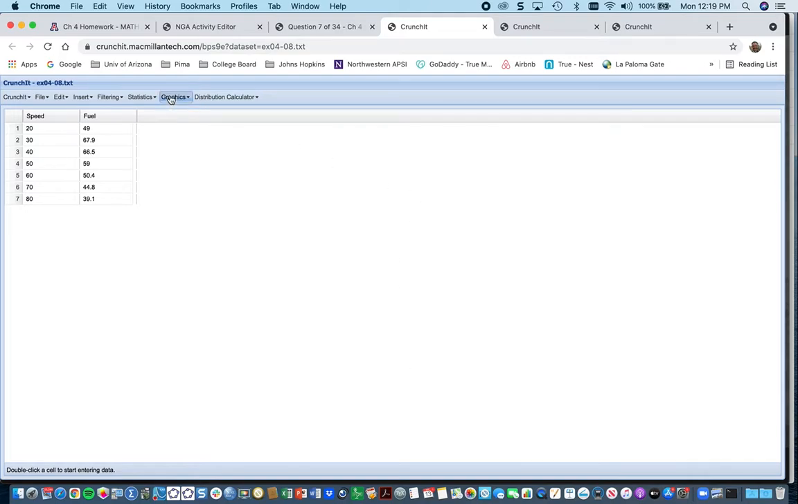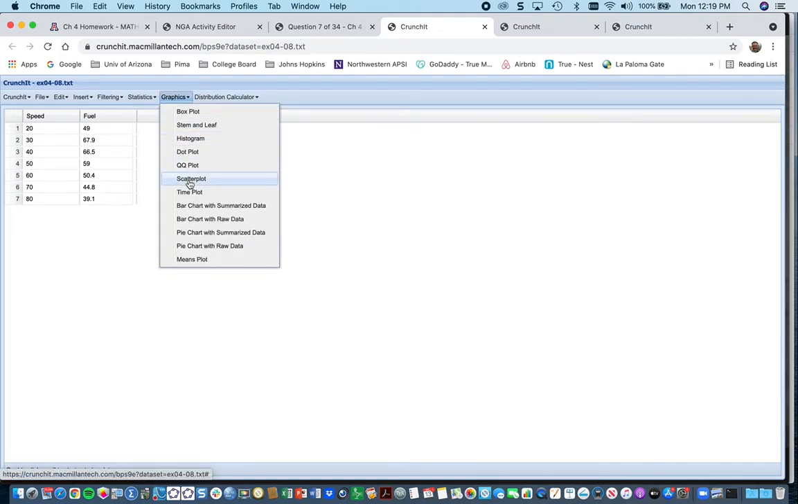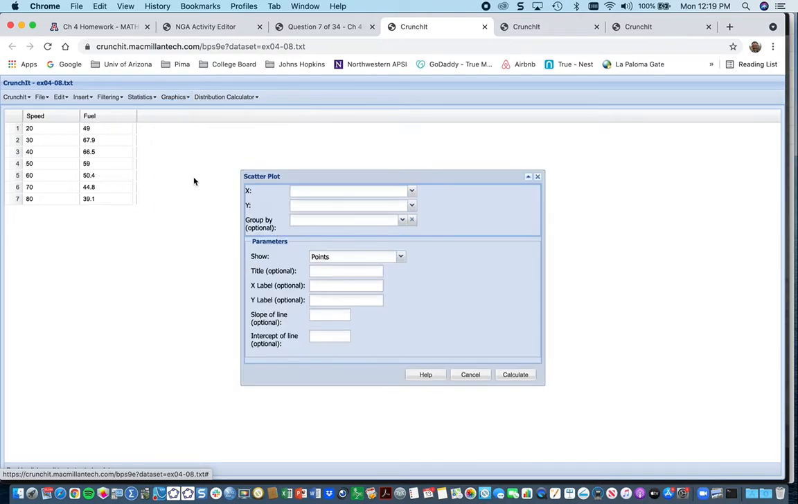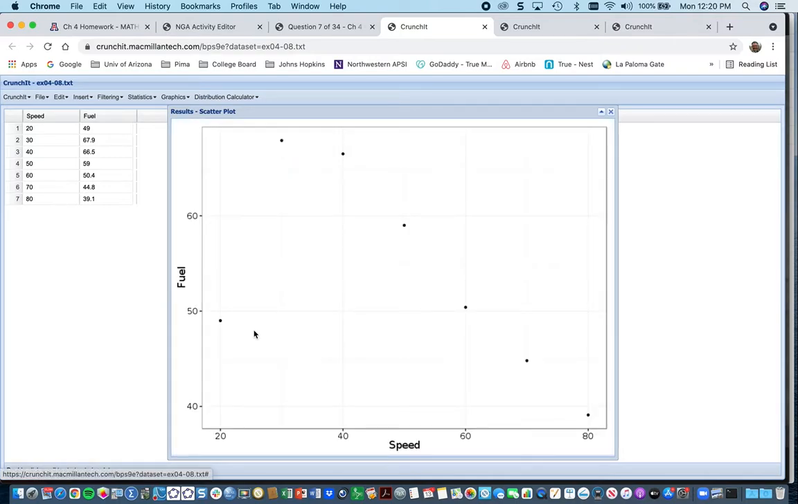And we're going to go up here to the graphics, and I want to go down here to scatterplot. It's going to ask me what is the x variable and what is the y variable. So we click on this chevron, we'll get speed is the explanatory variable, and fuel consumption is the response. The rest of this stuff we don't have to do anything with at this point. When we say calculate, that's going to give me a scatter plot. So we can see that there's one point down here and it kind of goes up and then down. Okay, so that's to make a graph.